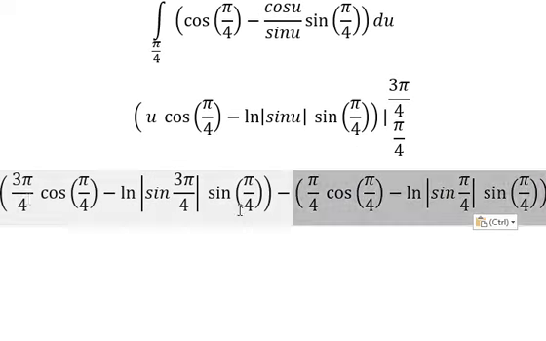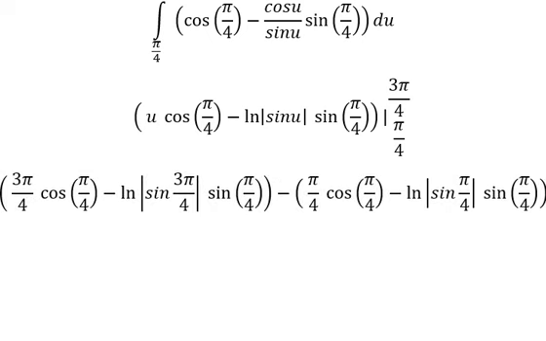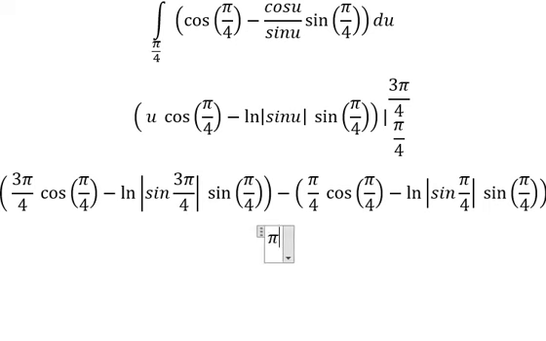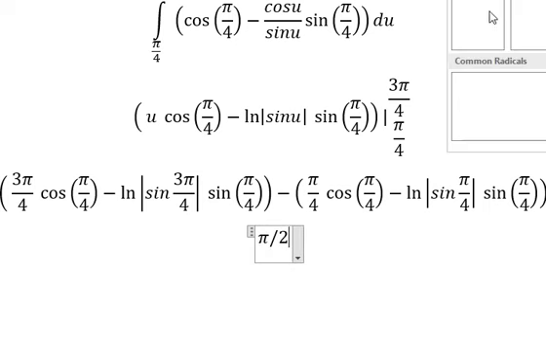Now we need to simplify this one. And we have b over 2 with the square root of 2.